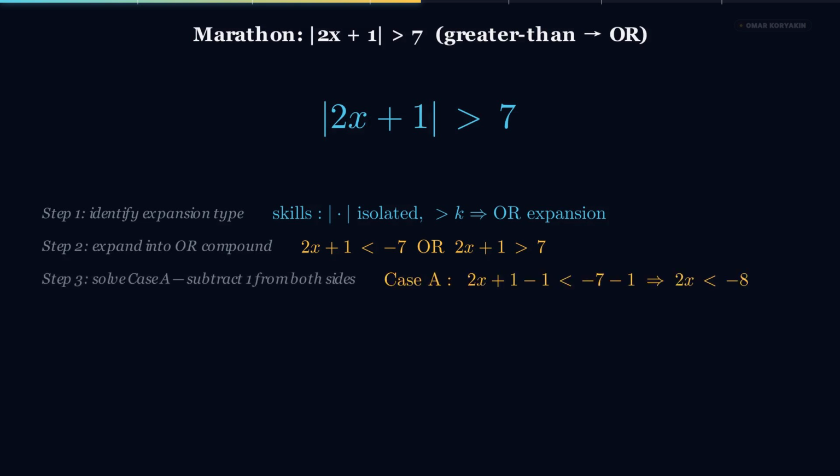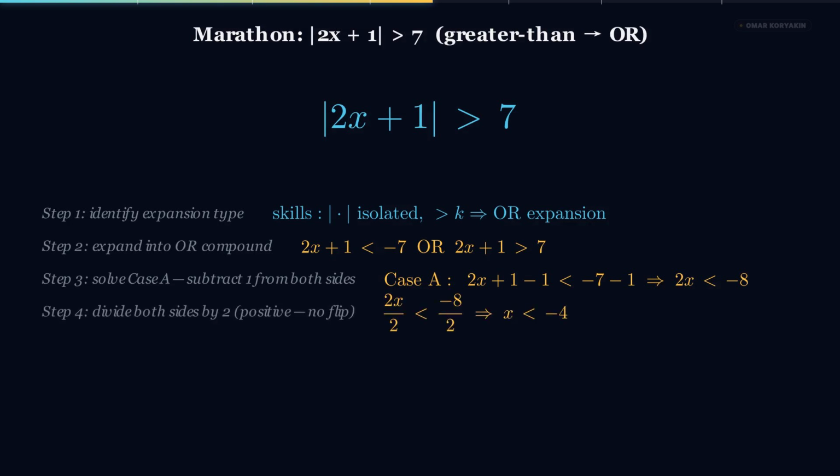Step 3. Solve the first case, 2x plus 1 less than negative 7. Subtract 1 from both sides to get 2x less than negative 8. Divide both sides by 2 to get x less than negative 4. The first solution range is x less than negative 4.